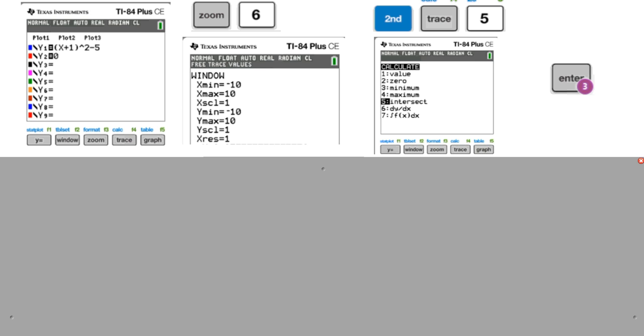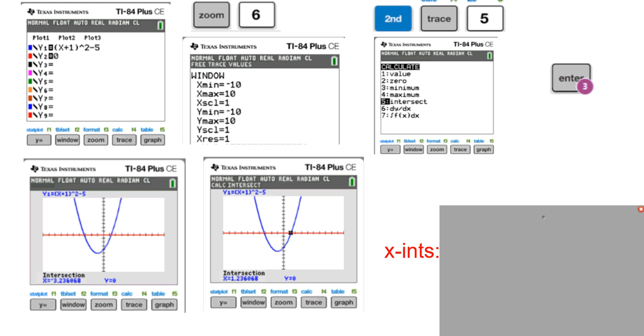You repeat that step again to find the other x-intercept, so second trace, option 5 for intersection, hitting enter 3 times as well. We'll definitely be rounding, so if we round to the nearest 10th, what will we end up with? Well, we can see one's happening at about -3.20, and the other one is occurring at about 1.20. So again, because we're rounding, if you're typing things into ClassKick, we can say about, and then write the coordinates for each x-intercept.